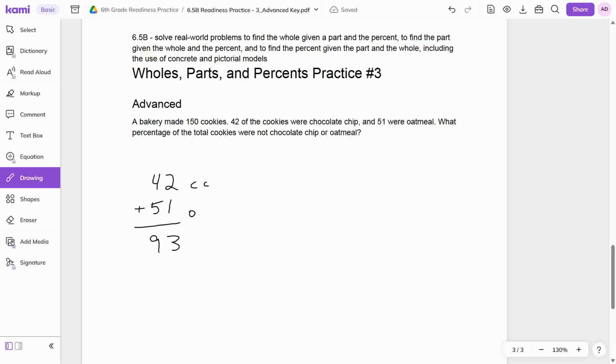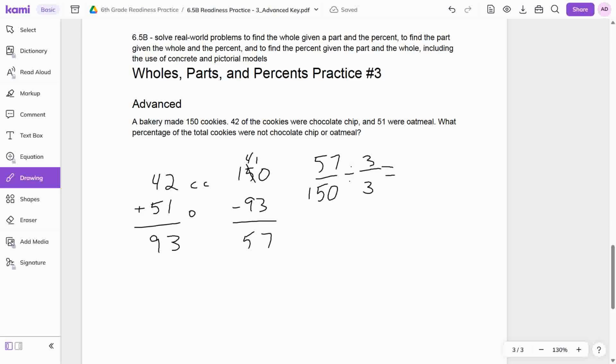Now, I want to know how much is not. So let me figure out how much is not those two. I'm going to take my 150. That's my total, and I'm going to subtract my 93 to see what the remaining is. That's 57. Okay, so 57 out of 150. I don't know what that percentage is. Can't easily think of a way to get a 10, 100, 1000, so let's simplify, see if we get anything better. Let's divide by 3.